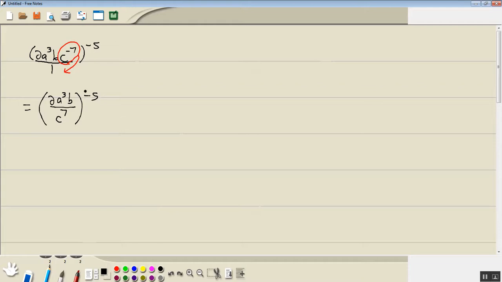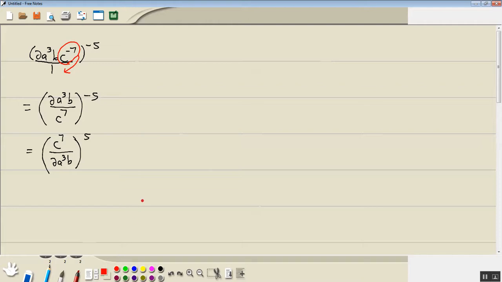So now we're going to focus on this negative 5 here. Whenever you have a fraction to a negative power, you flip the fraction, take the reciprocal of it. So that becomes c to the 7th over 2a to the third b. And then you change the sign of the exponent to positive. So it just changes signs.